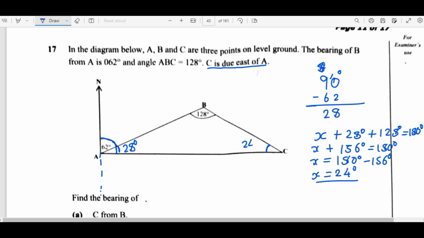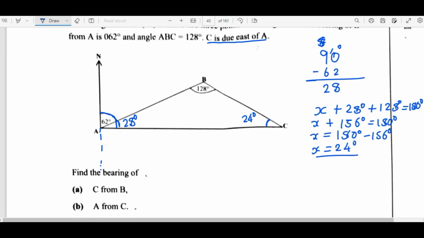It's better that you first fill in the missing angles, and after we are done, let's now go to the question. Find the bearing of C from B. So it is coming from B. Where it is coming from, you need to draw a vertical line. The line that I'm drawing is the one that we are going to consider as line B. So this is our line B. If this is line B, then this is our line C, because these two lines are meeting.